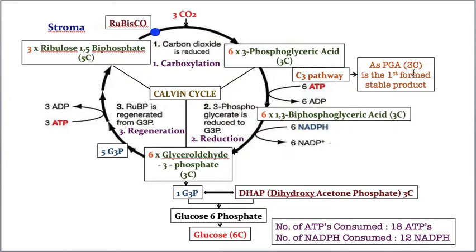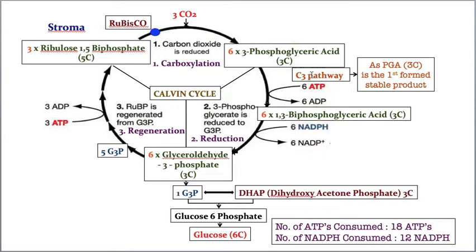PGA is the first formed stable compound, and each PGA has 3 carbons. That is the reason why this dark reaction or Calvin pathway is also called the C3 pathway or C3 cycle. Now you understood, I think. You must have understood it clearly in the introduction too, because the first formed stable compound is PGA and each PGA consists of 3 carbons. That's why it is called the C3 pathway.